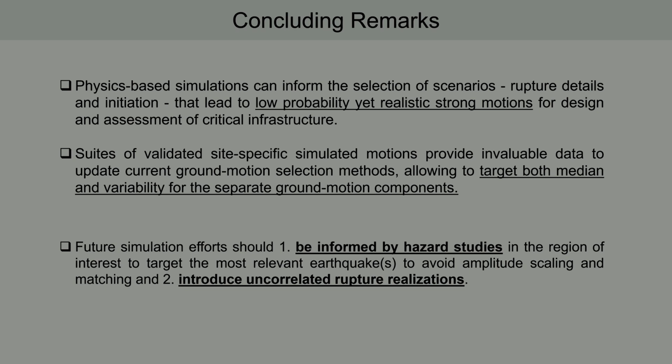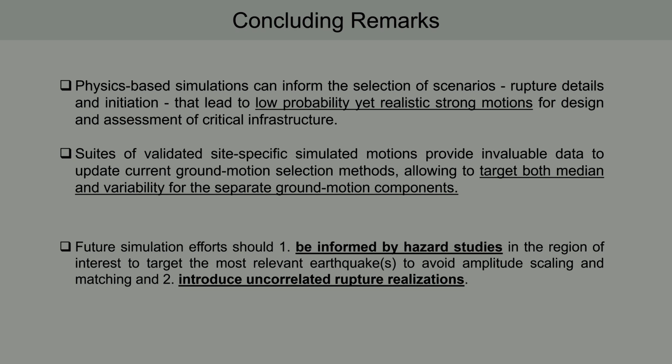Second, suites of validated site-specific simulated motions can provide invaluable data for engineers to update and think about the next generation of ground motion selection methods and in general assessment and design methods. Finally, if we think about future efforts for the simulations, it will be good to inform future simulations by hazard studies in the region of interest and to make sure that we simulate the earthquakes that are most relevant to that site of interest. So if it's a magnitude 7.2, 7.1, Hayward fault, that will be helpful to avoid scaling and spectral matching.